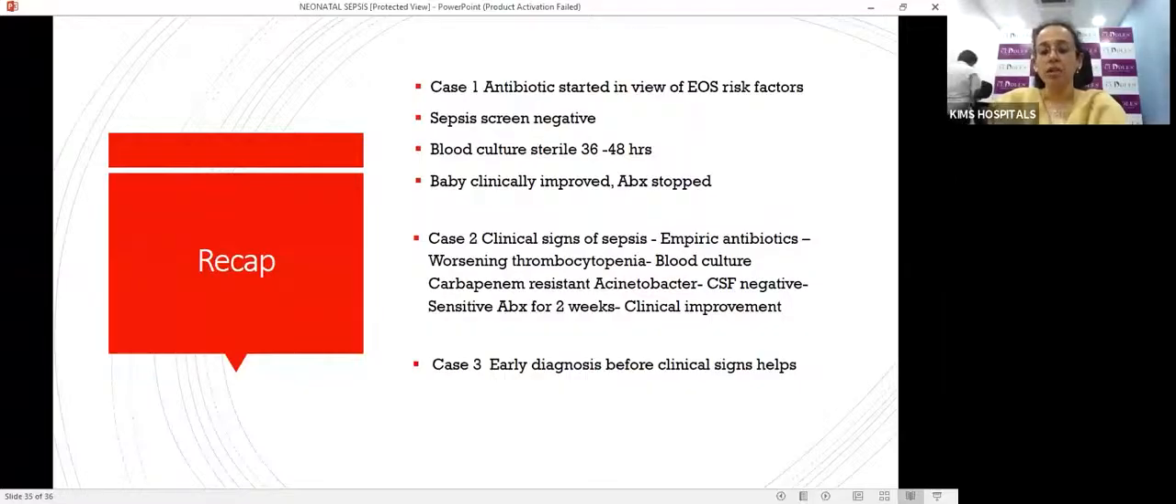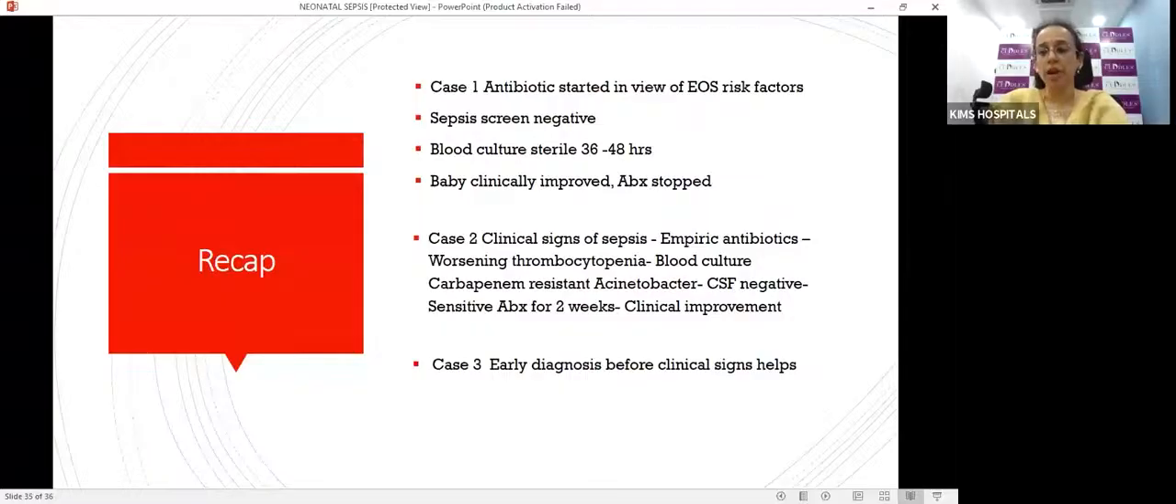Since it was a blood culture positive infection, the CSF analysis was done, which was negative. Then the sensitive antibiotic was changed in consultation with the infectious disease specialist, based on the sensitivity pattern and consulting with the microbiologist. Because this was a culture positive sepsis, the antibiotic was given for 2 weeks, and then we could save this baby. The baby also started showing clinical improvement.